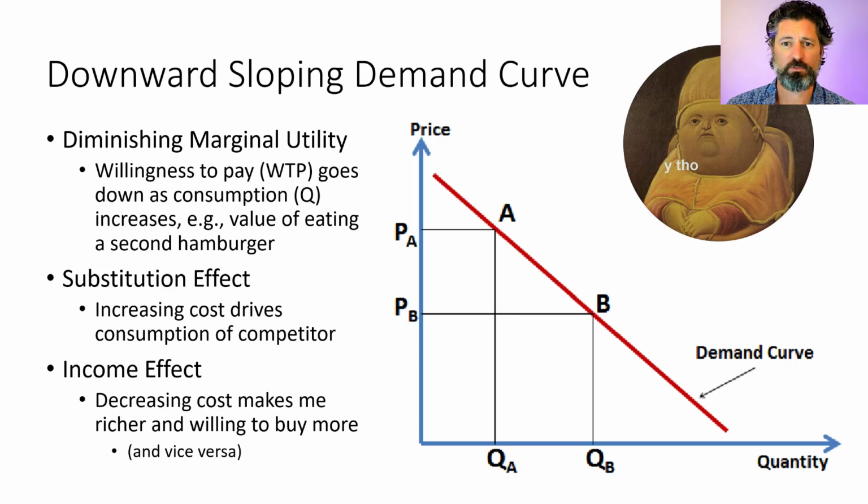We also have substitution effects driving the downward slope. For example, as price goes up, we start to shift to other alternatives. If the price of coffee goes up, maybe we buy tea, right? We also have an income effect that contributes to the downward slope. As things become more expensive, I have less income, and therefore I purchase less of that thing.